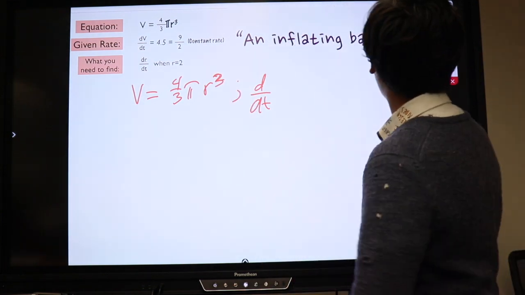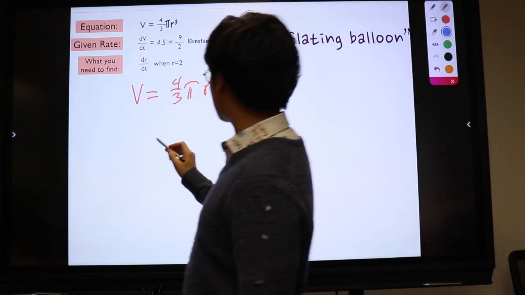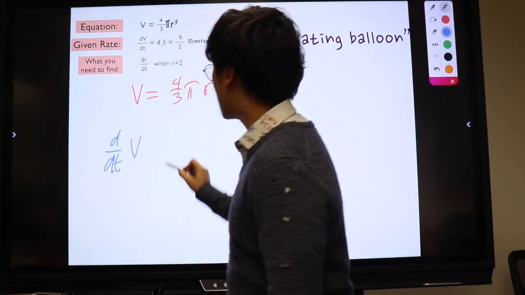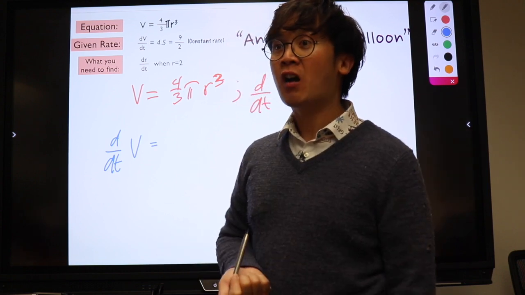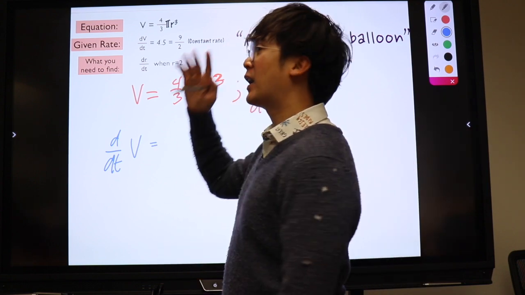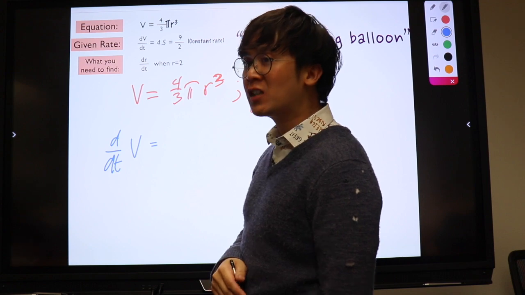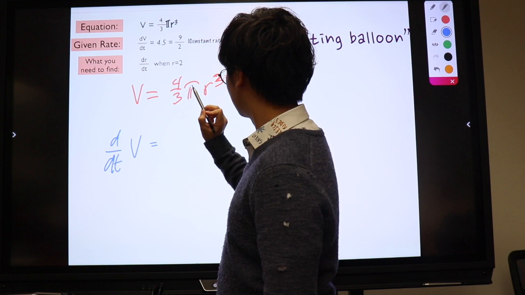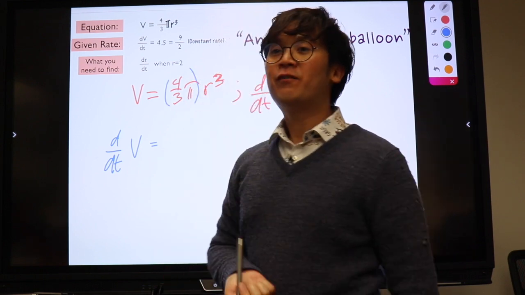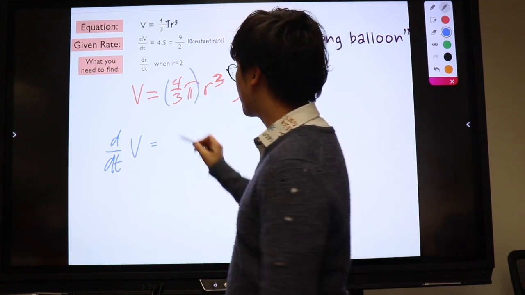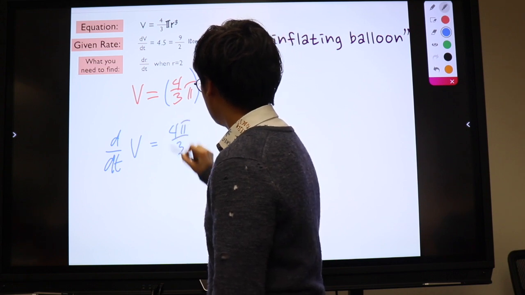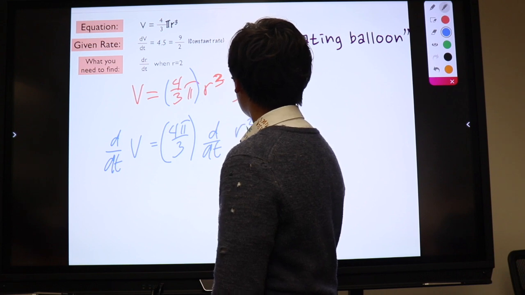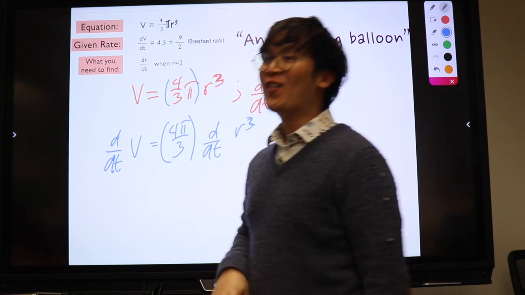R cubed, not r squared. And by doing so, we'll do the derivative of v with respect to time. And we're going to be using the constant rule. Can you please tell me the constant in this function that we can ignore for a little while? 4 pi over 3. Yes. 4/3 pi or 4 pi over 3. So we'll set it aside and just focus on the derivative of the function r cubed with respect to t.